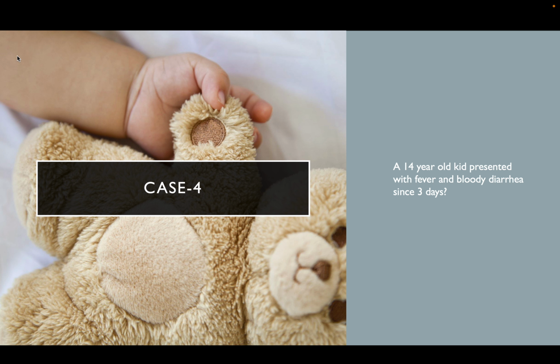Some things you might have already heard: in Shiga toxin-producing E. coli and enterohemorrhagic E. coli, antibiotics are contraindicated because they can precipitate HUS by provoking toxin production. In this patient with fever and bloody diarrhea since 3 days, we definitely don't give anti-diarrheal drugs routinely. We generally start empirical antibiotics, but there are two conditions where we don't start antibiotics right away: Shiga toxin-producing E. coli and enterohemorrhagic E. coli. In those cases, generally fever is not present.